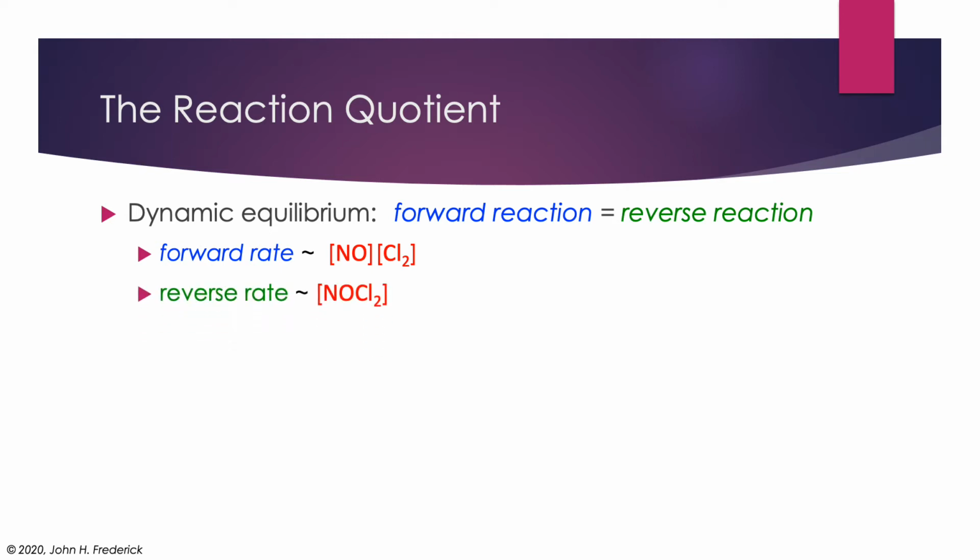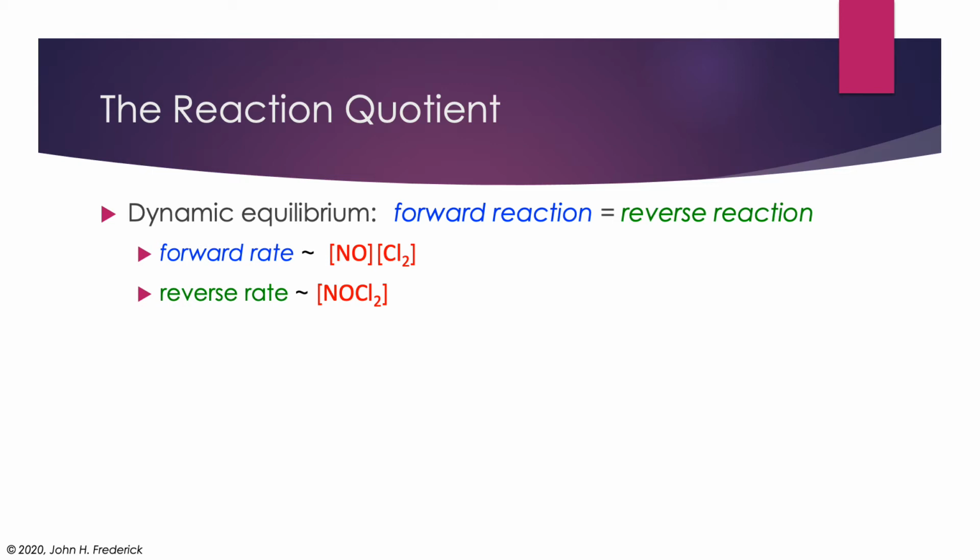What about the reverse rate? Well, the reverse rate is NOCl2 falling apart. And in some sense, that's always going to be proportional to the amount of stuff that we have in there. If there aren't many NOCl2 molecules, then there aren't going to be many of them falling apart. If there are a lot of them, then more of them will be falling apart. So the reverse rate, again, is going to be proportional to the amount that we have in there.